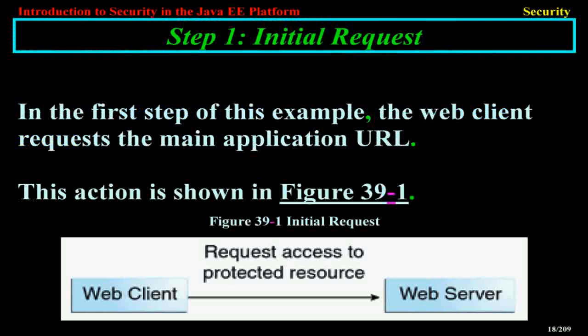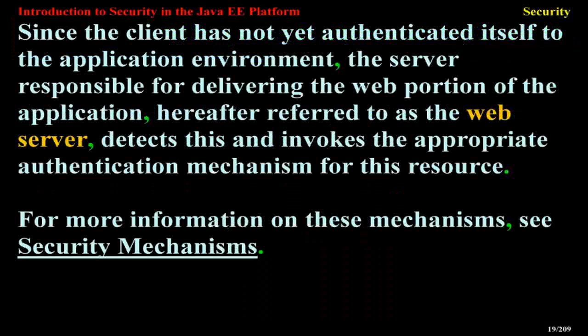Step 1. Initial request. In the first step of this example, the web client requests the main application URL. This action is shown in Figure 39-1, Initial request. Since the client has not yet authenticated itself to the application environment, the server responsible for delivering the web portion of the application, hereafter referred to as the web server, detects this and invokes the appropriate authentication mechanism for this resource. For more information on these mechanisms, see Security Mechanisms.